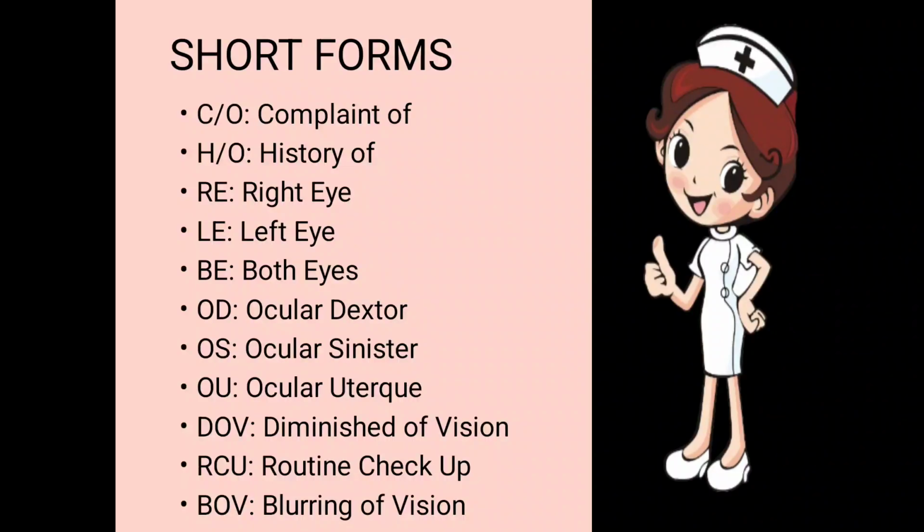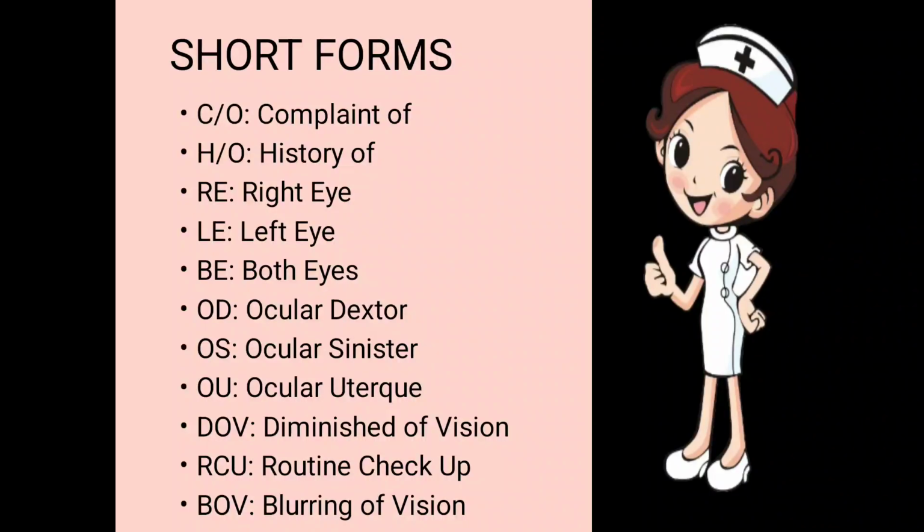First one is C/O, which means complain of. Next one is H/O, history of. RE, right eye. LE, left eye. BE, both eyes. OD, ocular dexter, which is used for the right eye. OS, ocular sinister, which is used for the left eye. OU, ocular uterque, which is used for both eyes.